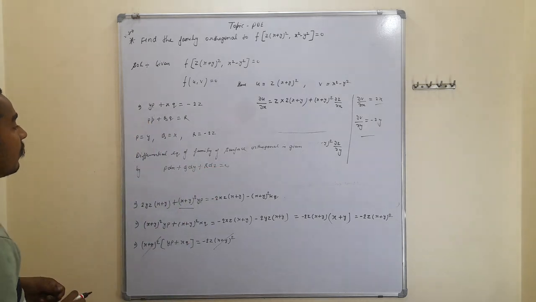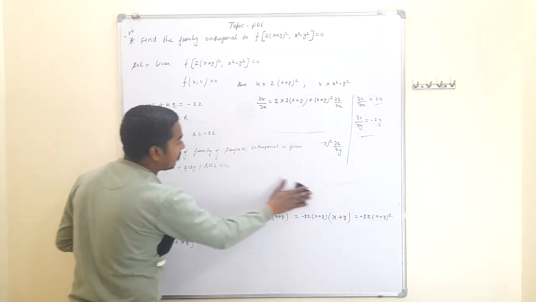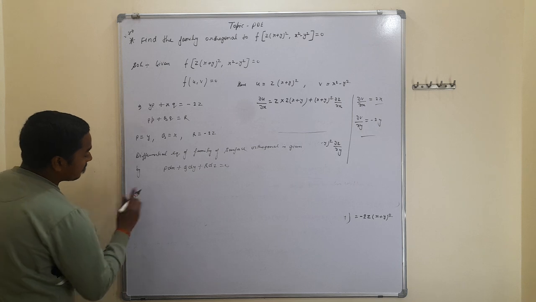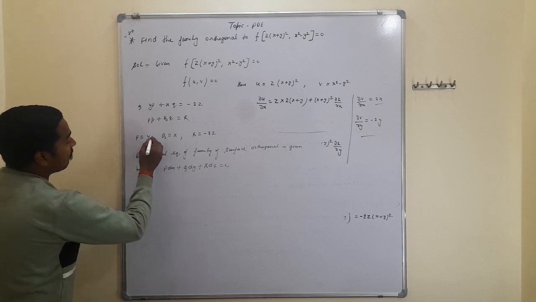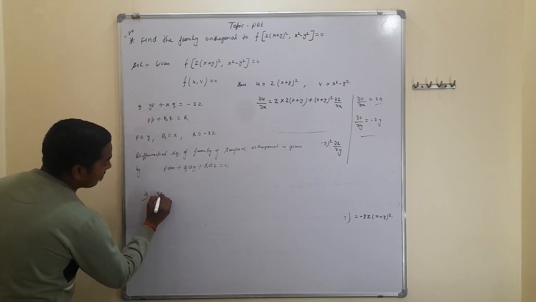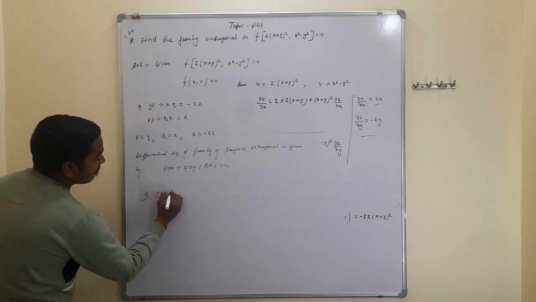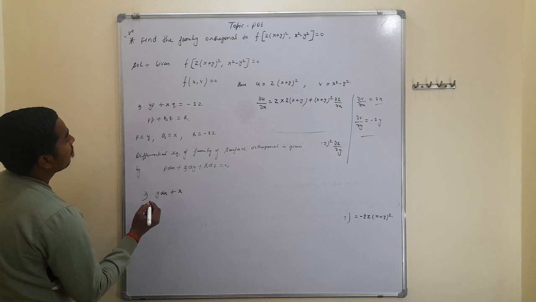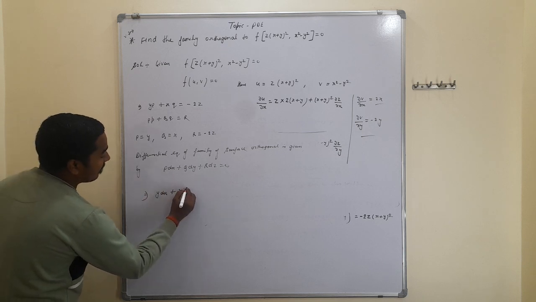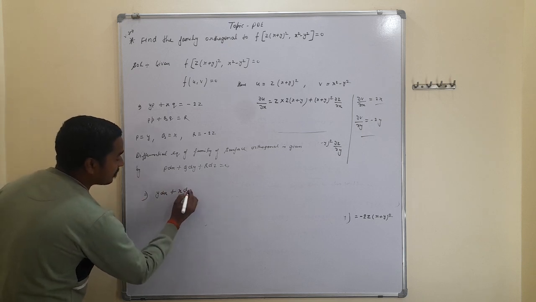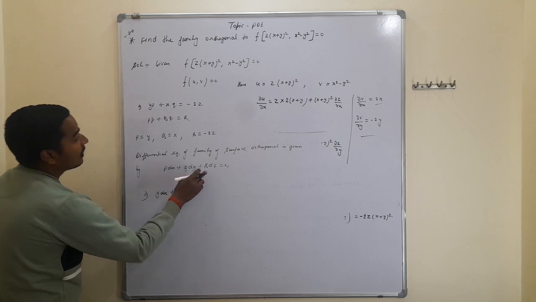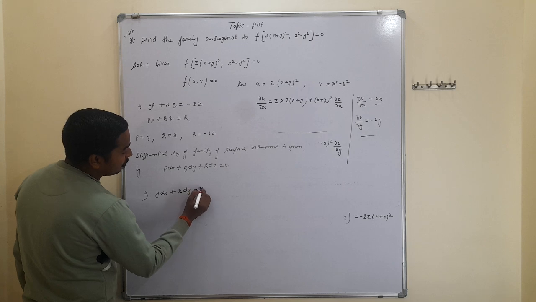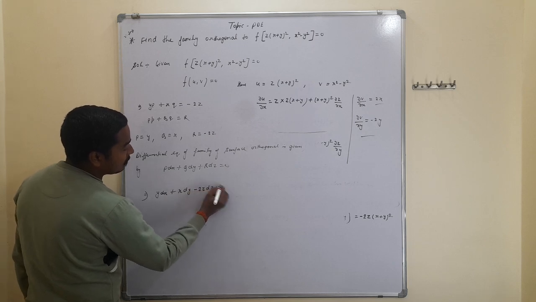This is the formula for the differential equation of the family of orthogonal surfaces, and we put here in place of P, y, so y dx, plus in place of Q we put x, so x dy, plus in place of R, minus 2z, so minus 2z dz is equal to 0.